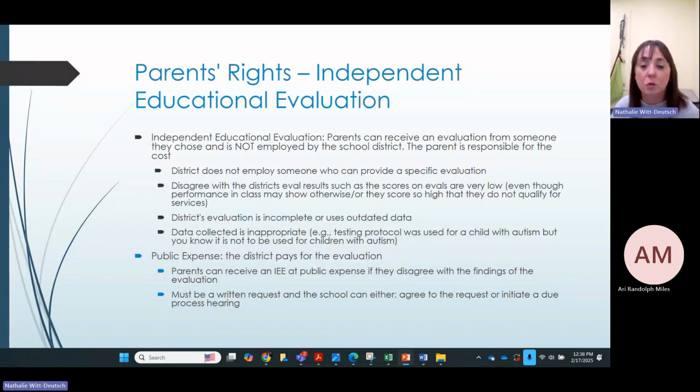You can also have an independent educational evaluation done prior to initiating an evaluation with the school district, which basically just means I went out and got my child evaluated for a certain disability or diagnosis, and here is my proof of that. It would be no different than a medical practitioner providing proof of diagnosis of autism that you're providing to the educational team to show that they do have a medical diagnosis.